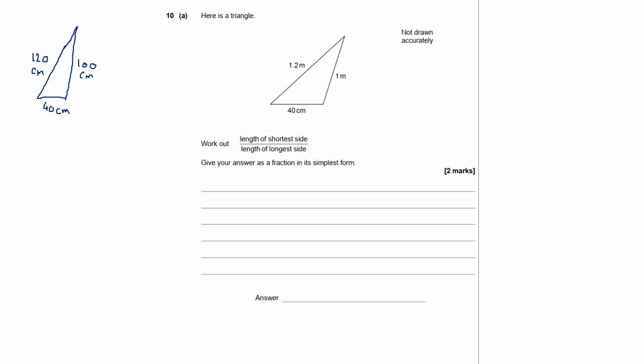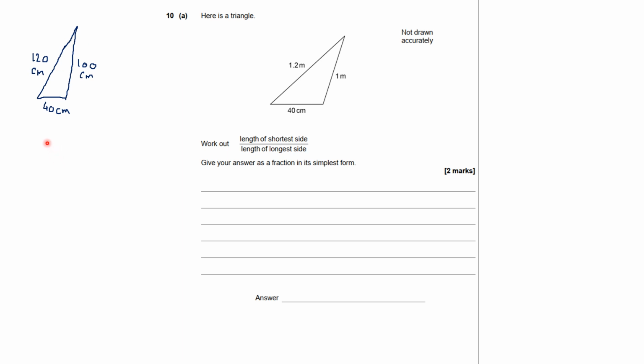So the question is asking us to work out the length of the shortest side divided by the length of the longest side. Well, the first thing we need to do is get the shortest side and the longest side. This is where this question might trick you, because you might think 1 and 1.2 are smaller than 40, but they're not, because this is in metres and that's in centimetres. But now we've got our new triangle, we can do it properly.